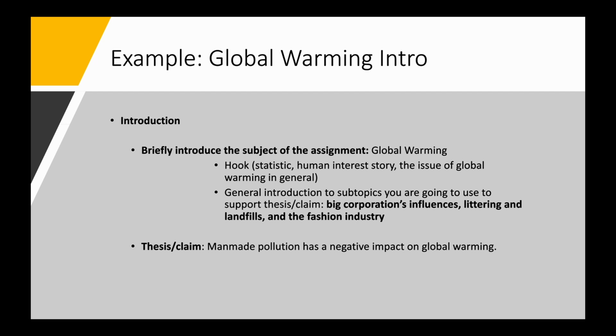Here we are applying that outline to a specific example. So in this case, the global warming example. And this is how we would outline the introduction if we were writing a paper about global warming. So first, we would briefly introduce the subject of the assignment, global warming, and we could, as I mentioned, start the paper in a few different ways, with a hook, maybe a statistic, the human interest story, the issue of global warming in general. And then the second thing that we would mention in the introduction would be the general introduction to the subtopics we are going to use.